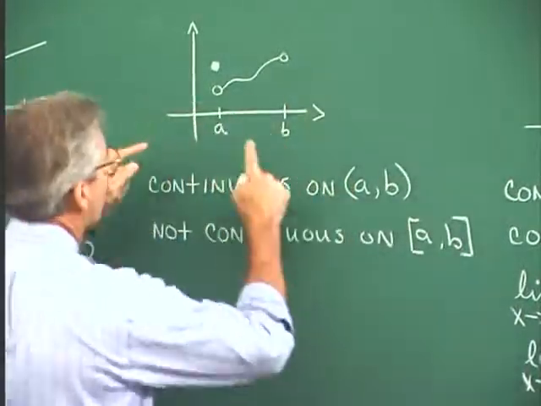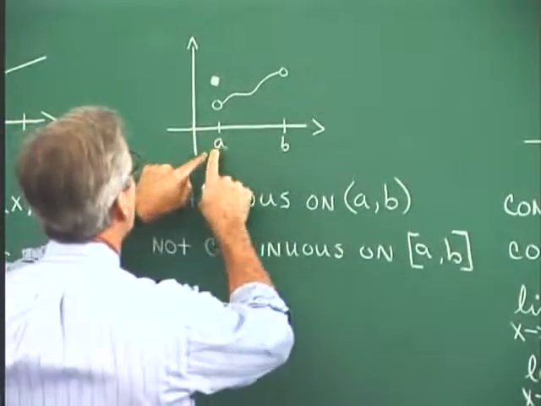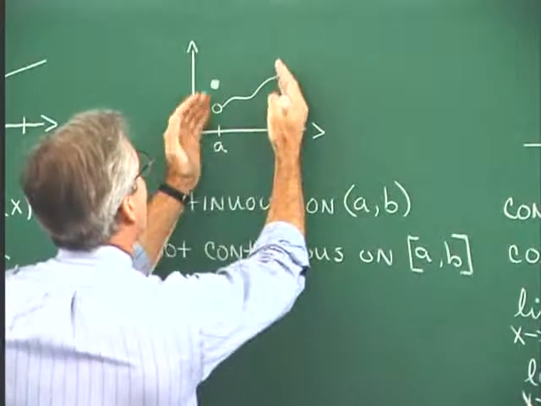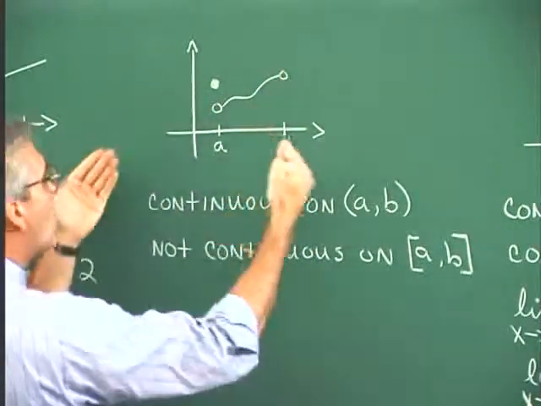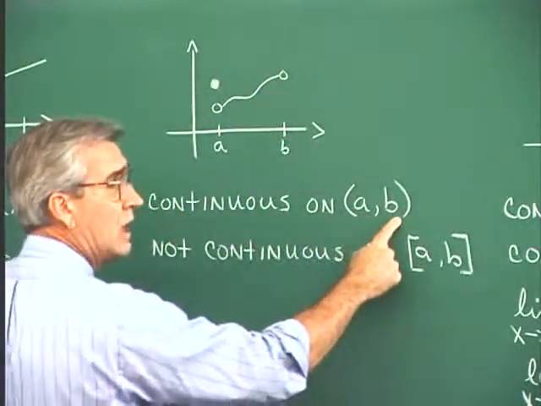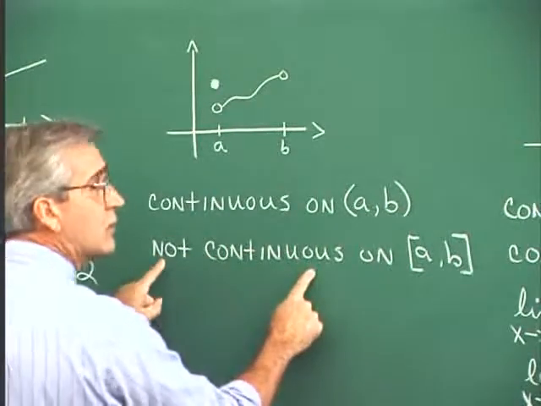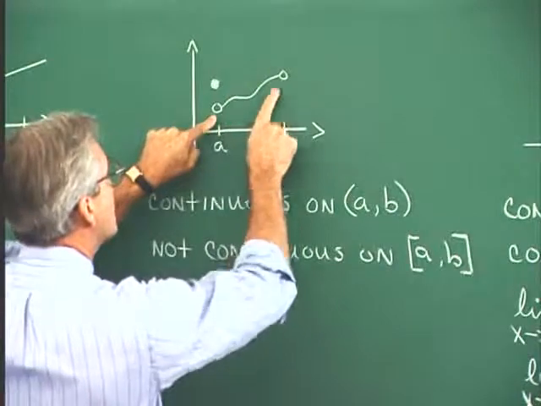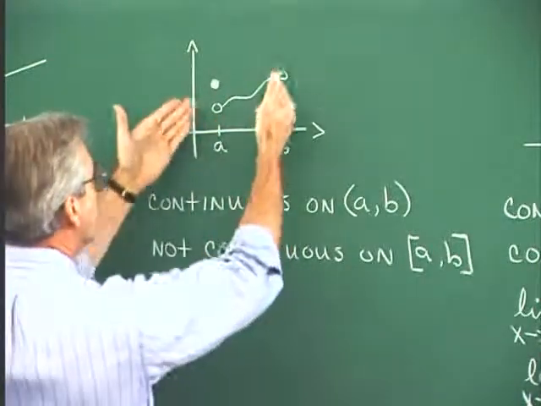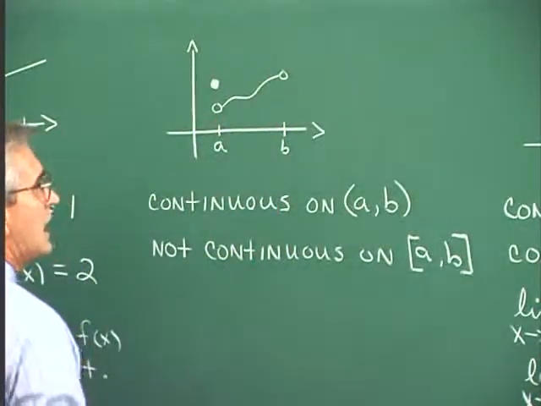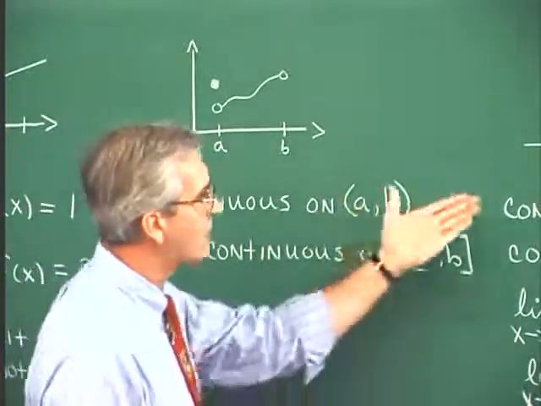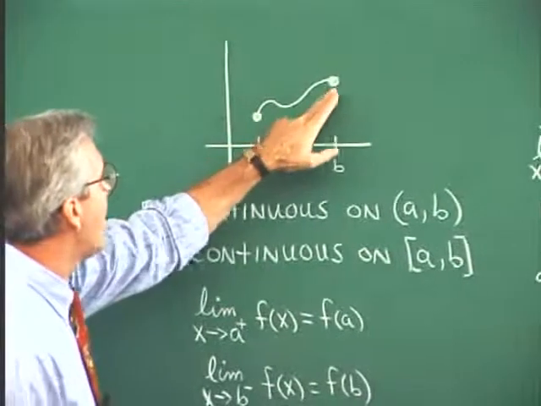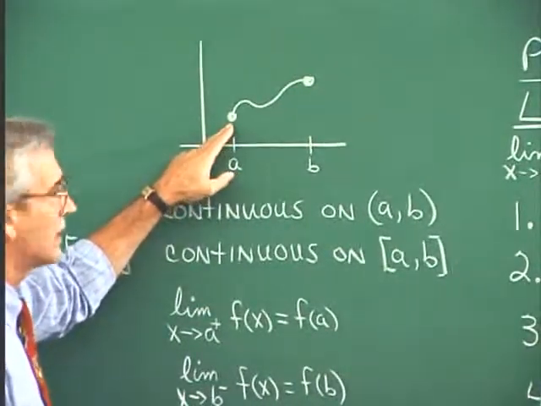So here we have a situation where, in the interval from A to B, we have a function that is continuous within the open interval, but this function is not continuous on the closed interval because of the situations that we see here. We see some holes. Well, if we close those holes, then we have continuity both on the open interval and on the closed interval, as we see illustrated in this graph.